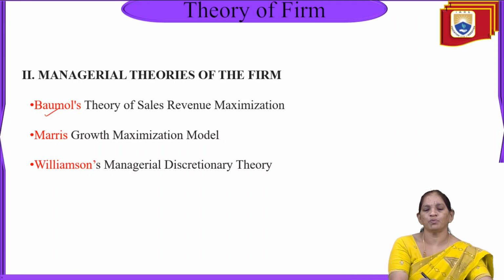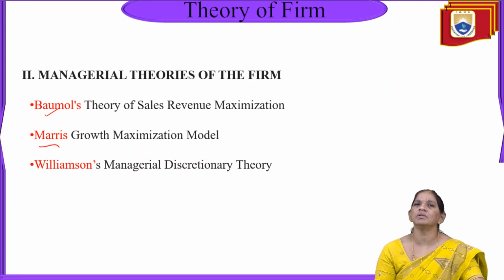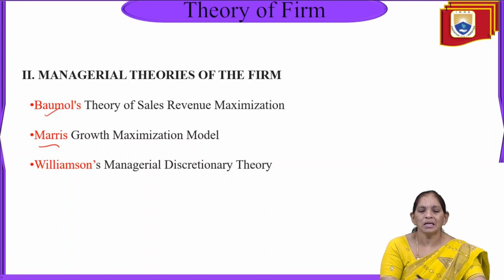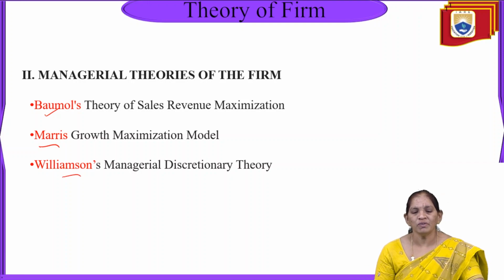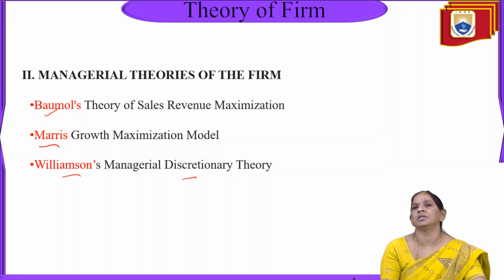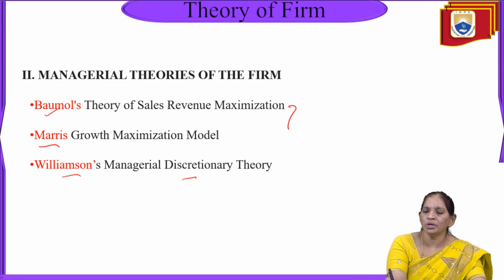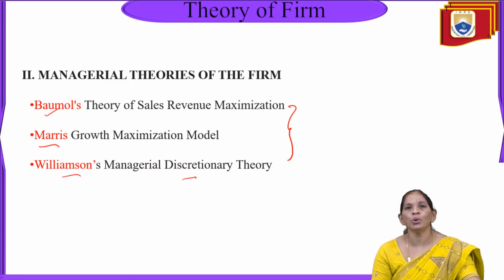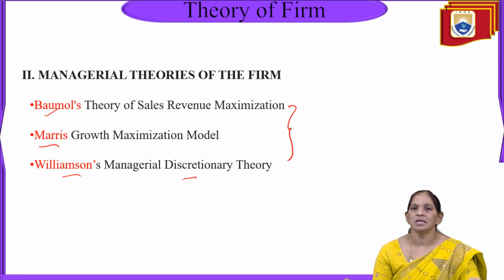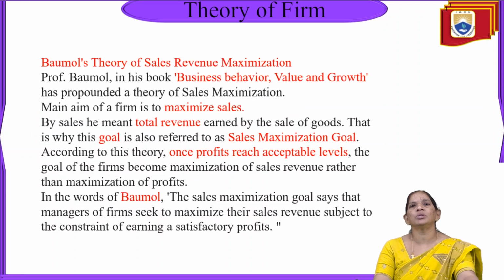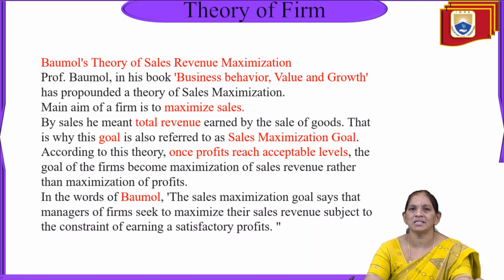And the second theory was provided by Marris, whose theory was the growth maximization model. And now we can see Williamson, whose theory regarding managerial theories was the managerial discretionary theory. So, in showing the impact of managerial skills upon the organization, the three authors have given their own theories. Let us see a small introduction and the implications of each of the theories propounded by Baumol, Marris and Williamson. So we go to the first theory, Baumol's theory of sales maximization.